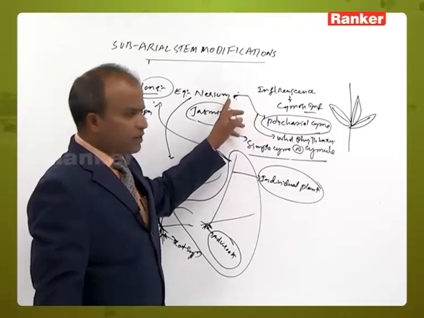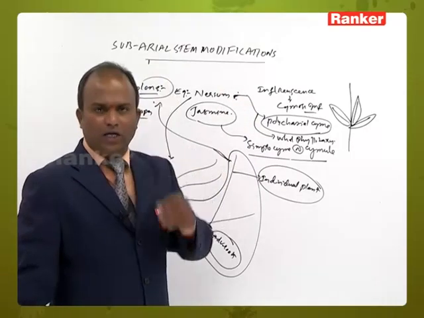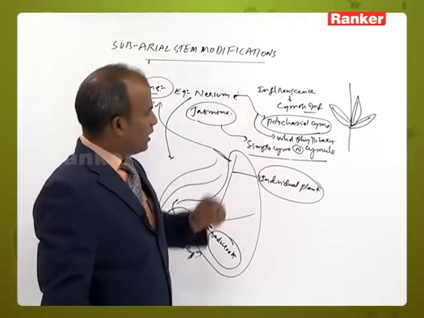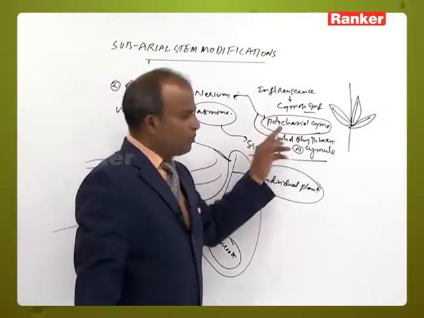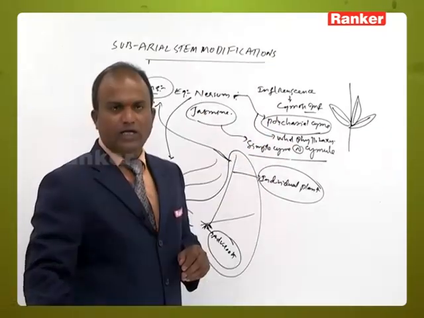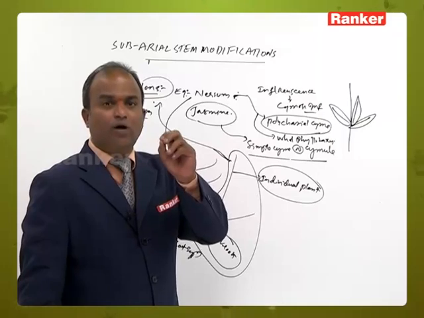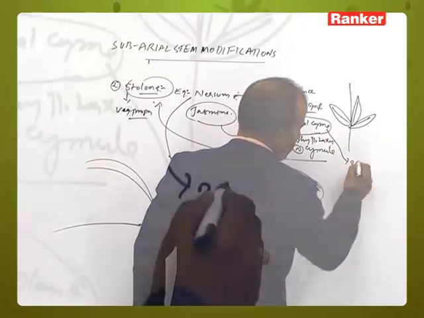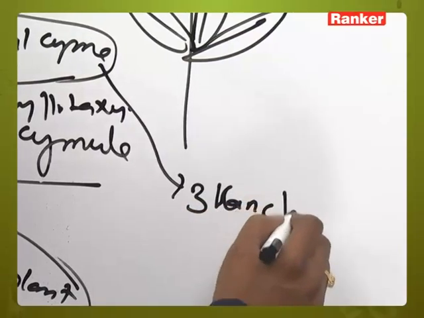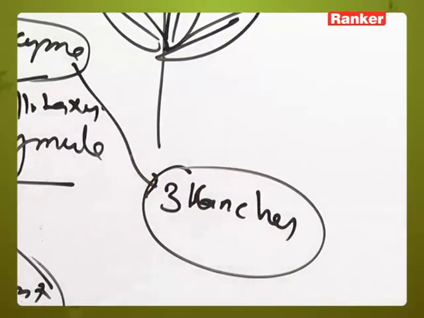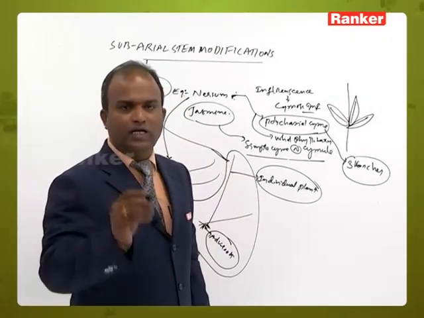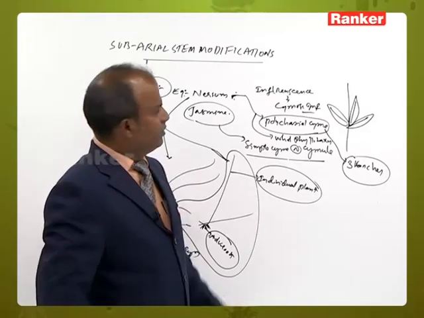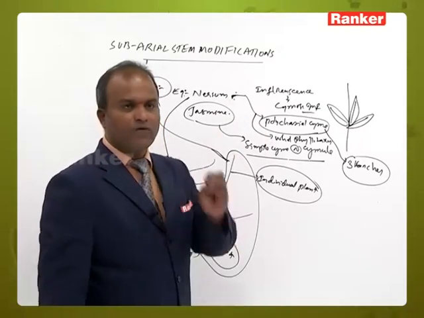Whorled phyllotaxy itself is shown by the Nerium plant. Whereas in polychasial cyme, from one node, how many branches are developing at a time? Three branches are developing at a time. This is about Nerium.